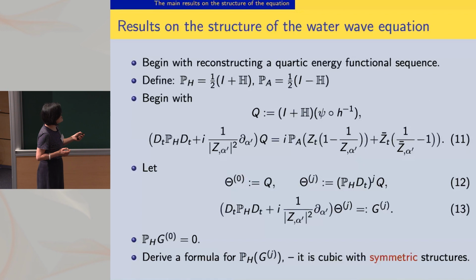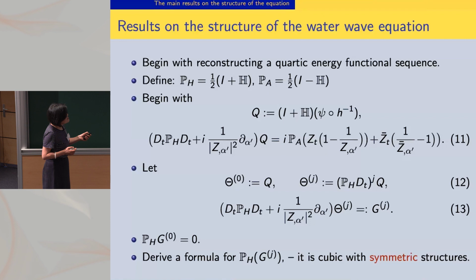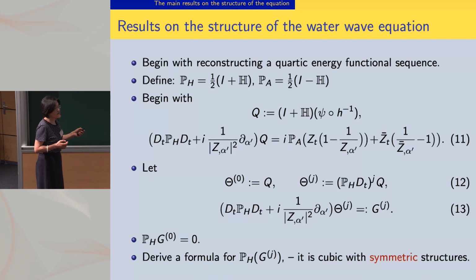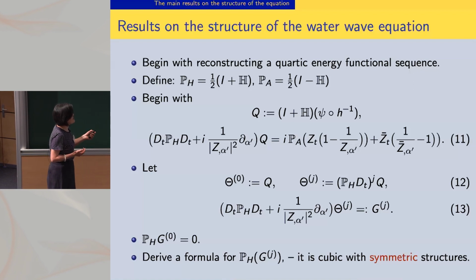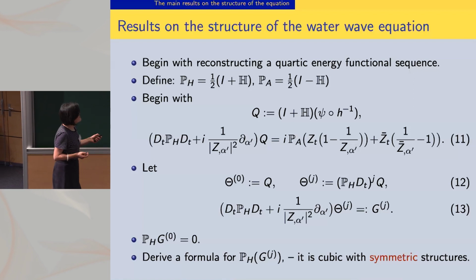If you apply this operator to this quantity, the right-hand side is something purely anti-holomorphic, because PA, the anti-holomorphic projection, is acting on this quadratic nonlinear term. So Q is holomorphic, and after being acted on by this operator it becomes something purely anti-holomorphic. Okay, so this turns out to be a good starting point for several reasons.